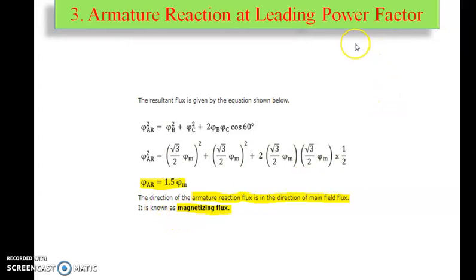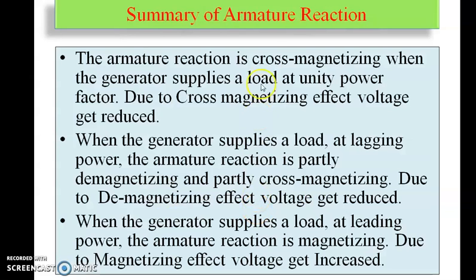So if we have a leading power factor load, the armature reaction always has magnetizing flux, or we call it magnetizing reaction. Now this is a summary of armature reaction. The armature reaction is cross magnetizing when the generator supplies a load at unity power factor. Okay, cross magnetizing, as we saw. So due to the cross magnetizing effect, the voltage gets reduced, that is, the terminal voltage or generator voltage gets reduced.